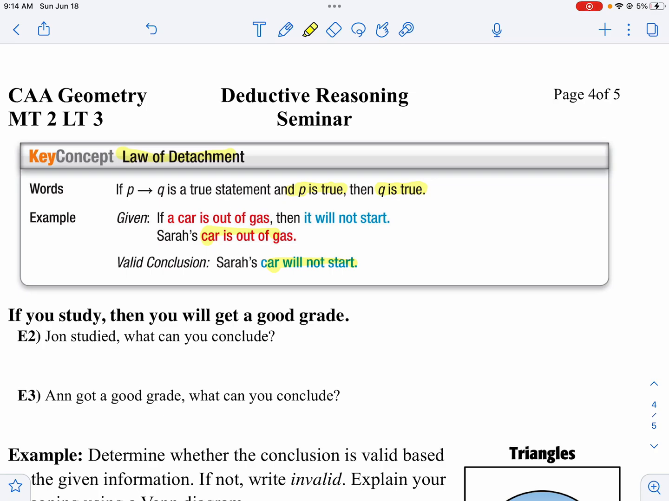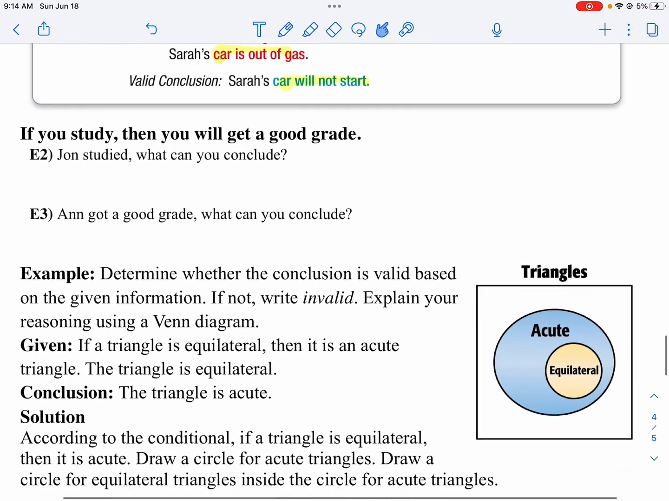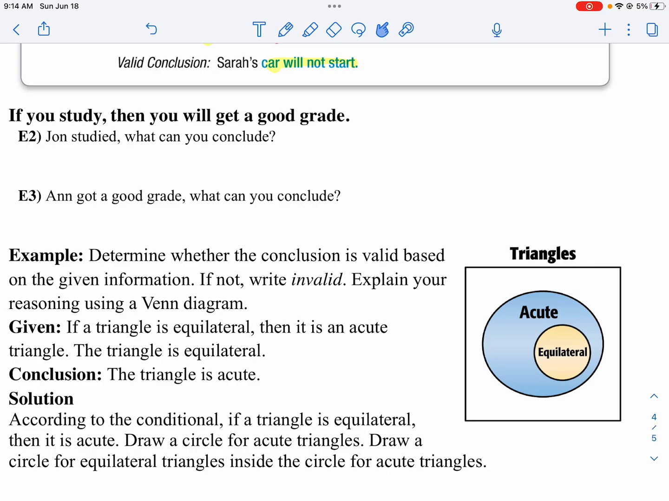But be careful, because if I tell you it will not start, what conclusion can you make? The conclusion is it will not start. You can't go backwards with the law of detachment. Going backwards is illegal. So if we take a look at example 2 here, it says, if you study, then you're going to get a good grade. So John studied. What conclusion can you make? Well, we conclude John will get a good grade.